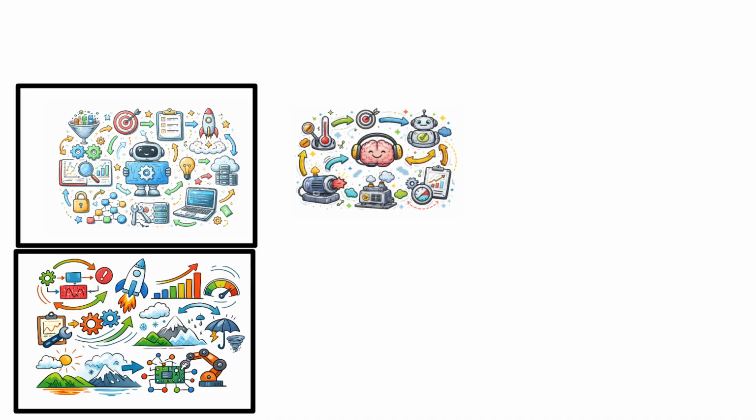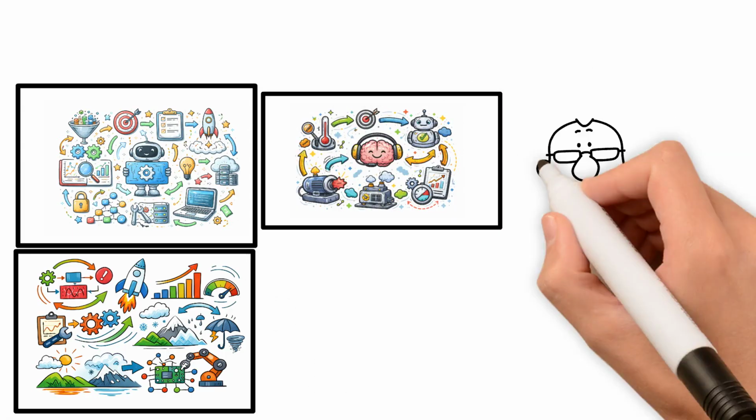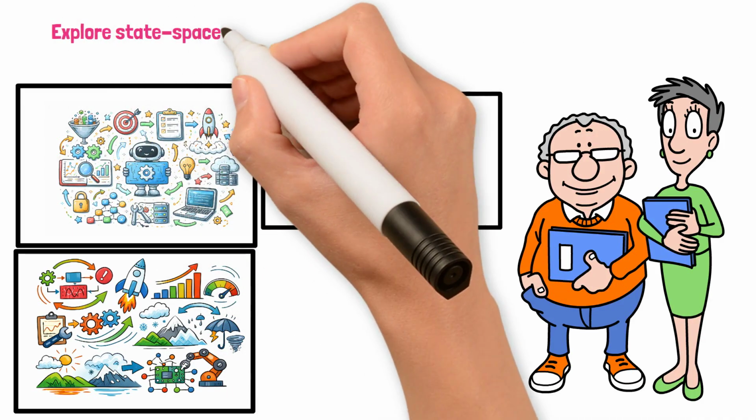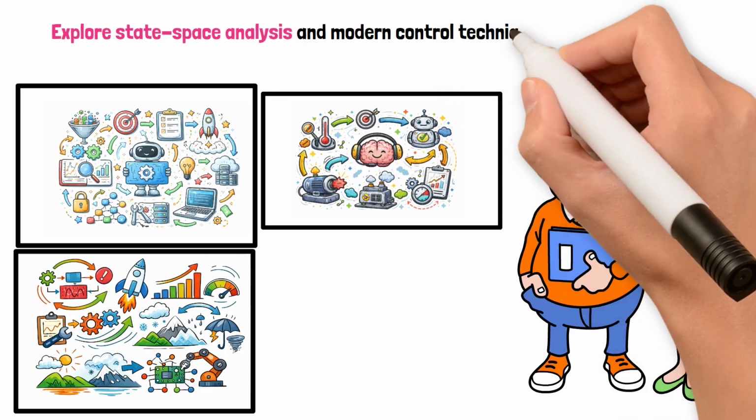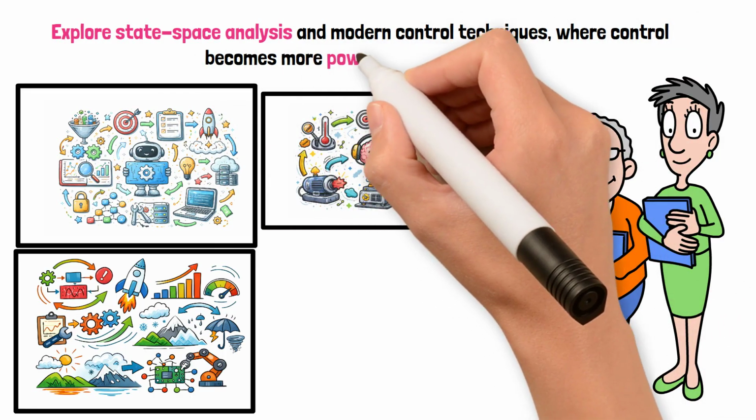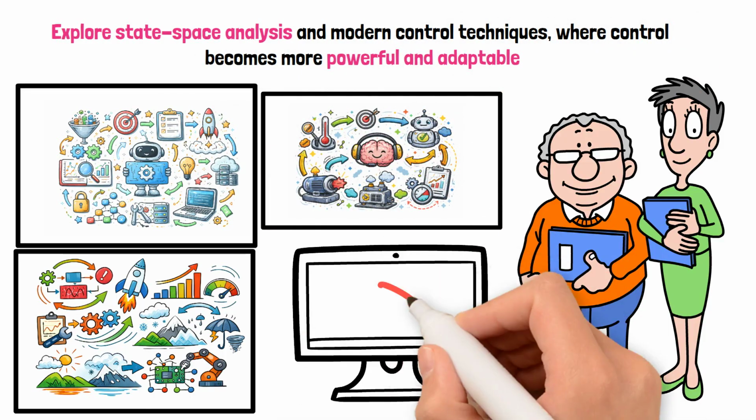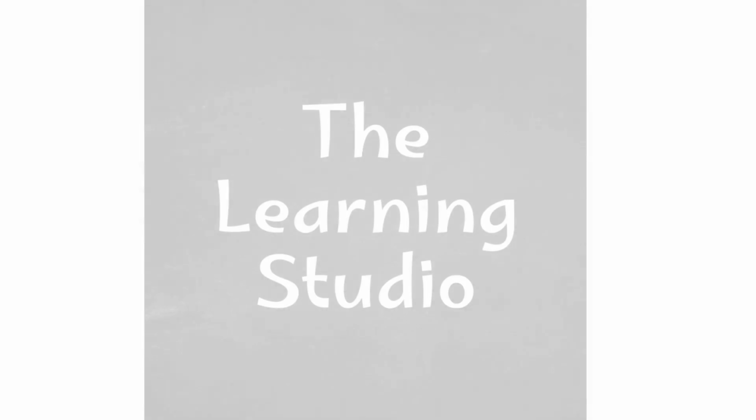Now that the intuition behind control systems is clear, the next step is to explore state space analysis and modern control techniques, where control becomes more powerful and adaptable. And that's exactly what we'll cover next here at the Learning Studio.